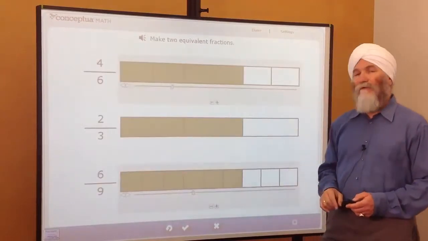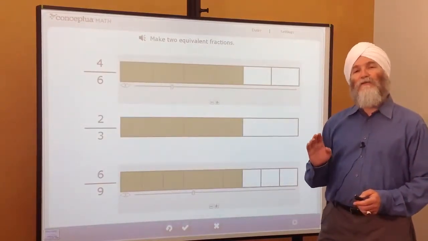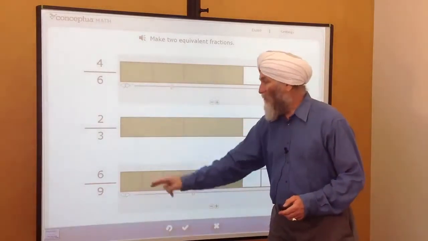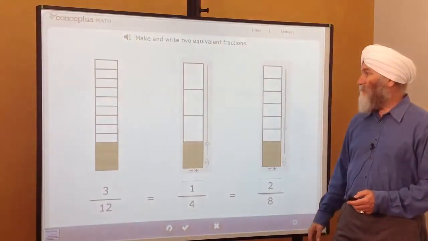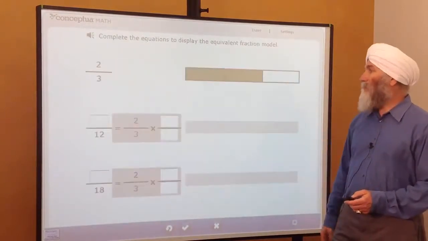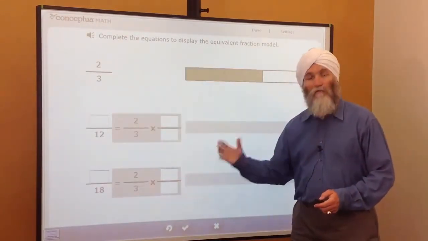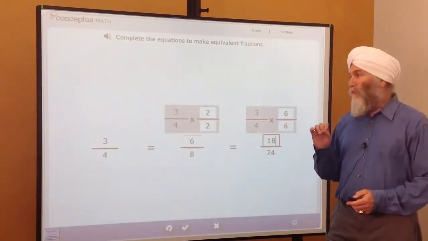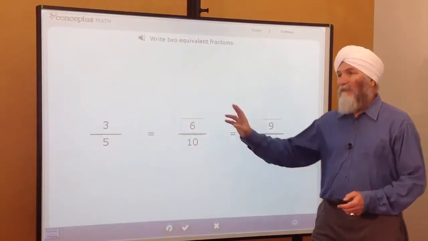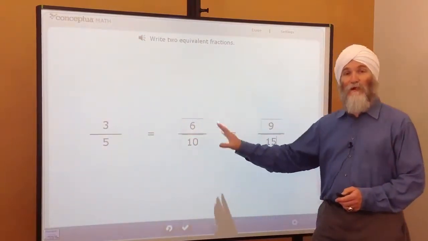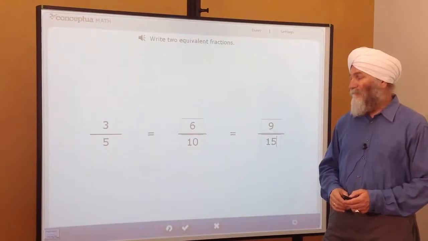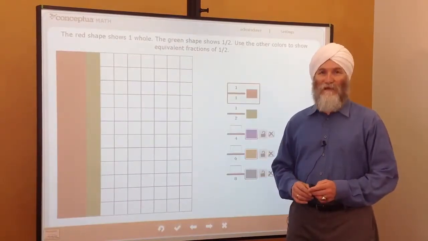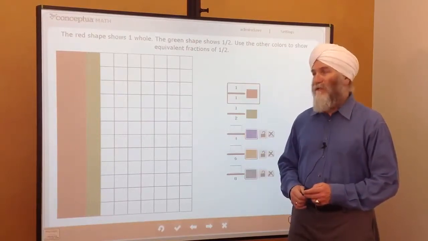In the fourth week, students learn that a fraction can have more than one equivalent. 4/6, 2/3, 6/9, they're all equivalent. They work with models and numbers. They use different one fractions. And eventually they come to a place where they understand independently that 3/5, for example, can be expressed 2 different ways.